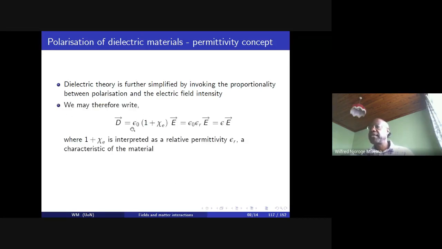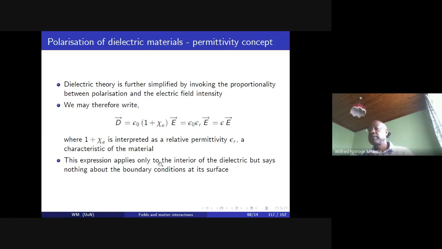And we may therefore write that D is given by epsilon times (1 plus chi E) multiplied by E, which is equal to epsilon naught epsilon R multiplied by the applied field, where epsilon is simply the permittivity of the dielectric. So 1 plus chi epsilon is interpreted as the relative permittivity epsilon R, and this is a characteristic of the material. This expression applies only to the interior of the dielectric, but it says nothing about the boundary conditions on the surface.